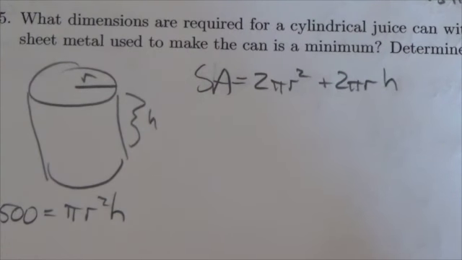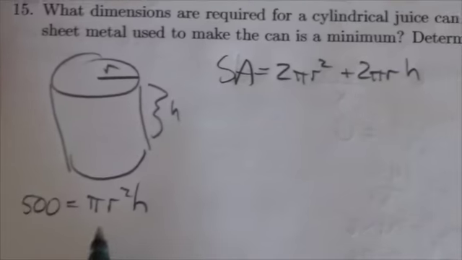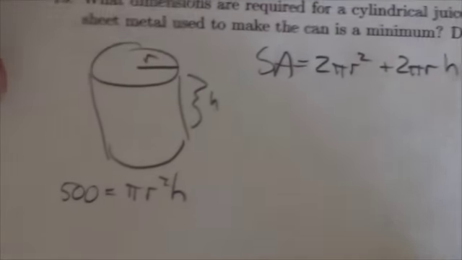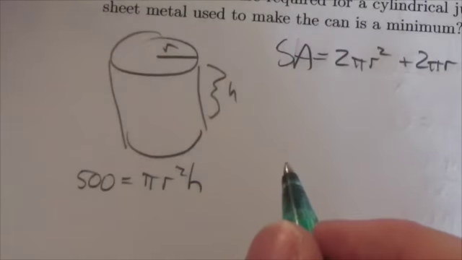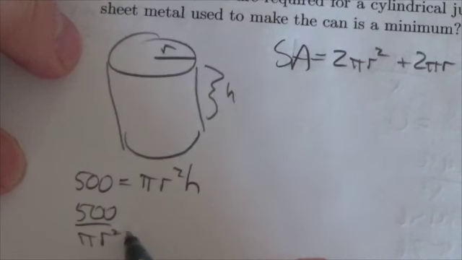Now, as with the previous one, what we might want to do here is take our volume expression and solve for h. If we solve for r, we might get a square root in there. This is kind of awkward and I don't really want that. So if we solve for h here, we'll get 500 over pi r squared is equal to h.